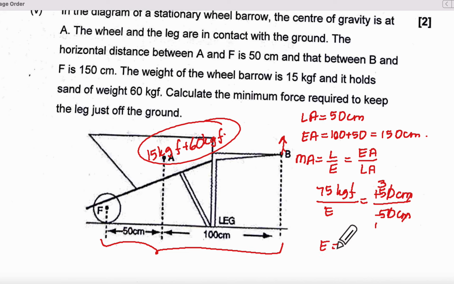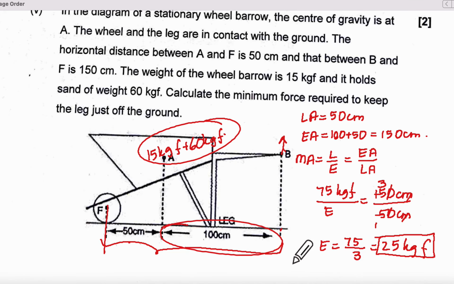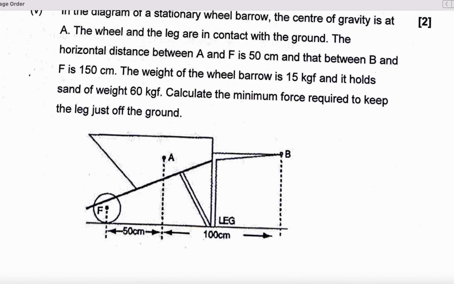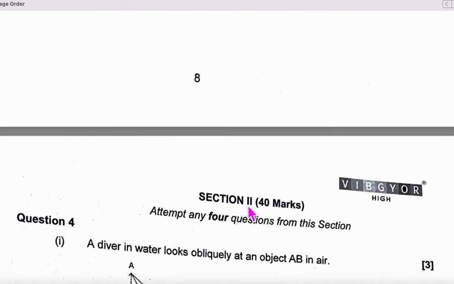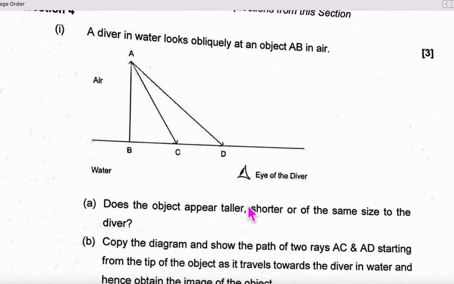So effort is equal to 75 upon 3 kgf, which is 25 kgf. Was this so bad? It wasn't so bad, right? Now remember that from the fulcrum to the effort is the effort arm, not this. Understood? What type of lever is this? Load between fulcrum and effort means class 2 lever, and mechanical advantage will always be more than 1.